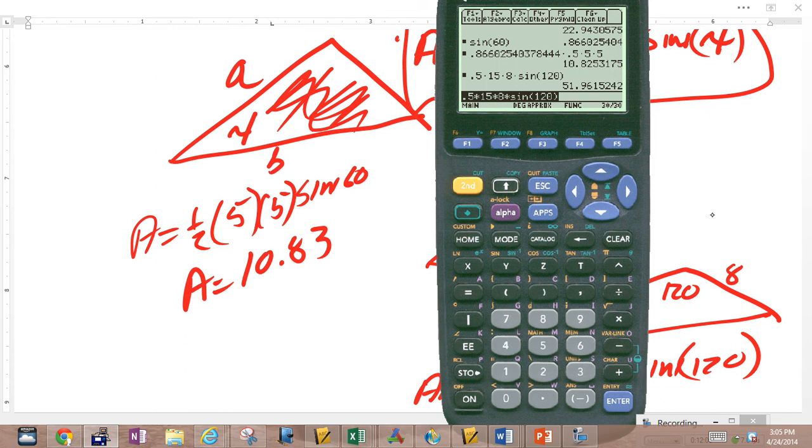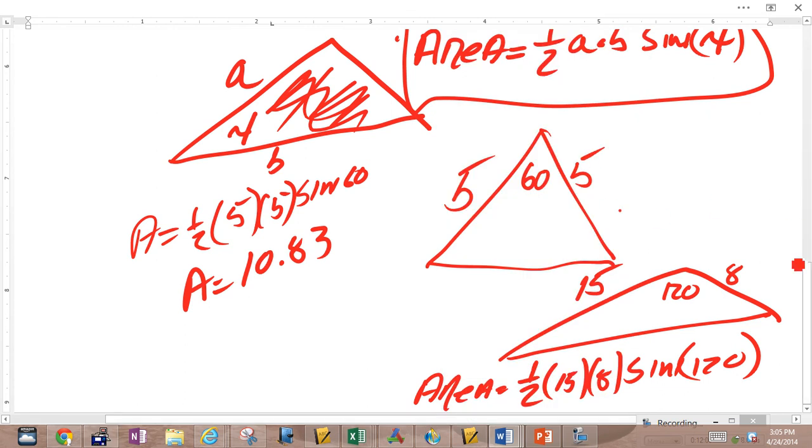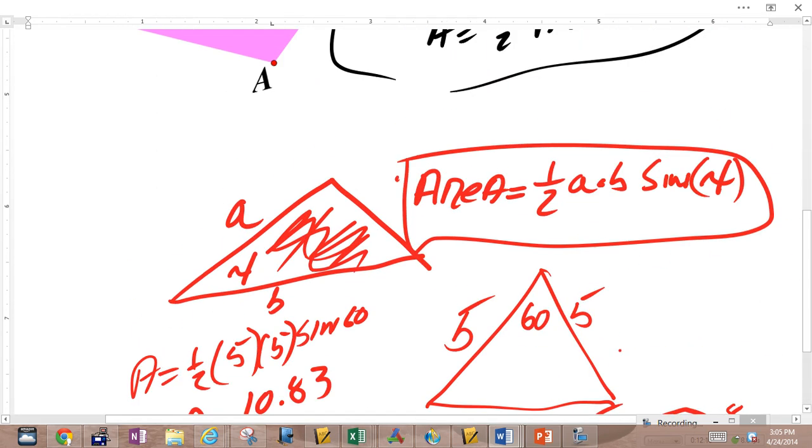There, that's all we have to do. There's our new formula. 1/2 side A times B times the sine of the included angle. It'll do it for you every time.